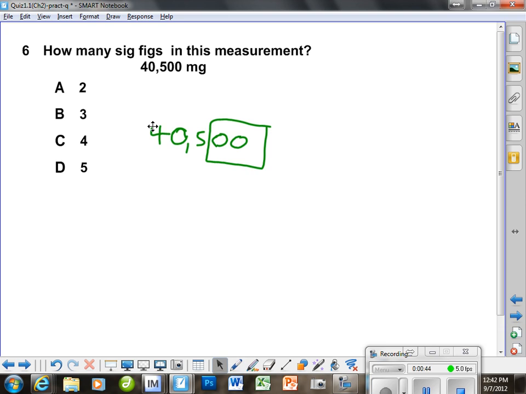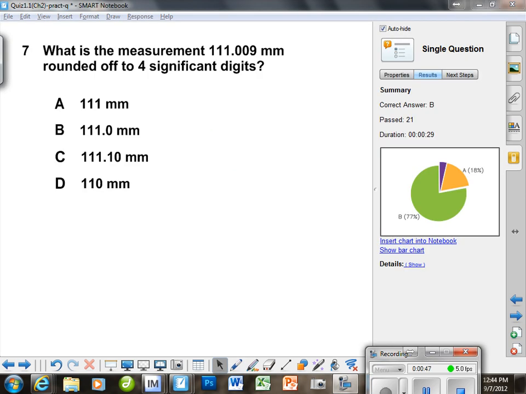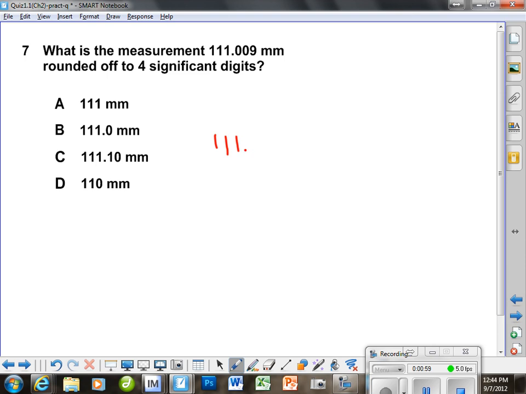Okay, the class has just answered this question, and it looks like people are in pretty good shape here. Most people, 77%, are getting it right. So for the others, let's go ahead and look at B a little more closely. 0.0. And why would that be 111.0? Why would that guy be 4 sig figs? Well, here we have a trailing 0, and that trailing 0 is going to count because of the decimal that's right here. So we have 1, 2, 3, 4 sig figs.